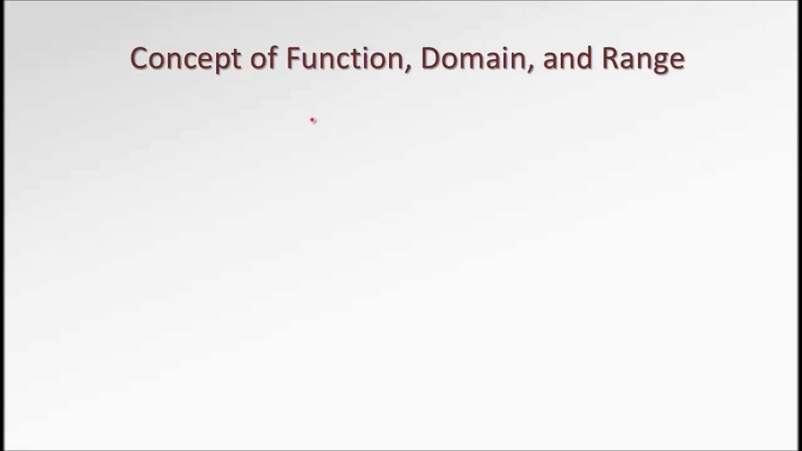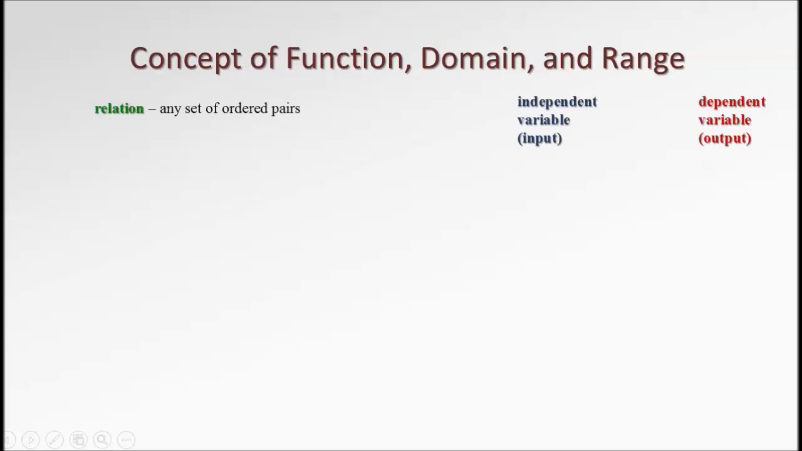In this lesson, we'll talk about the concept of function, domain, and range. First, let's talk about relation. A relation is any set of ordered pairs, any set of points in a plane. An ordered pair that can be visualized as a point in a plane consists of an independent variable, sometimes called input x, and a dependent variable, sometimes called output y. So we are saying that x and y are in relation.